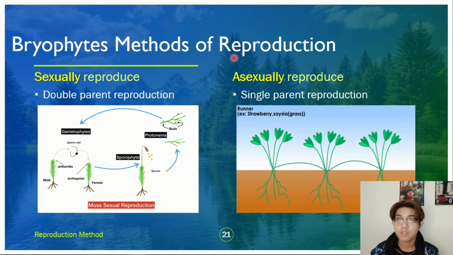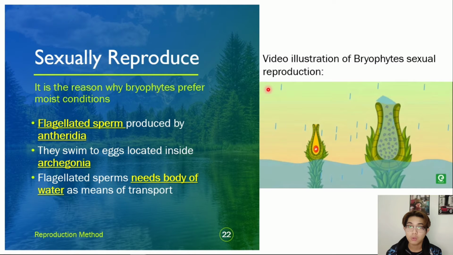We go to methods of reproduction. They could reproduce both ways, either sexually or asexually. We now move on to the sexual reproduction of bryophytes. Bryophytes contain flagellated sperm in their antheridia. These sperm would swim to eggs located in the archegonia. Flagellated sperm need a body of water as a means of transport.